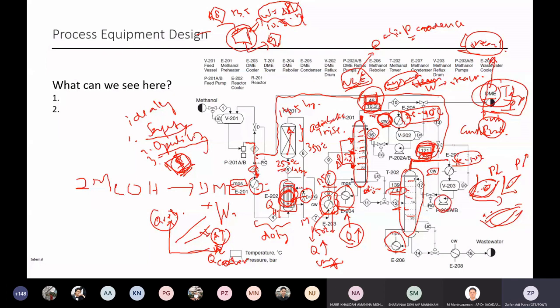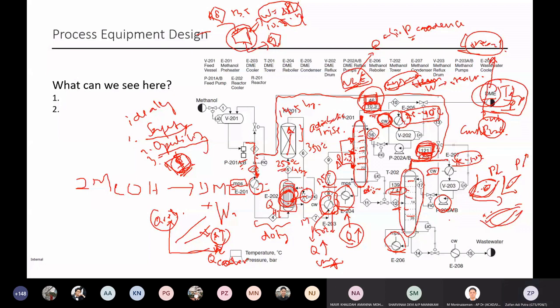Same situation over here. What else? Nothing else, I would say, as far as what I see here. So if you come to me with this kind of flow sheet, these are the things that I would like you to consider, and I would like you to be able to answer.